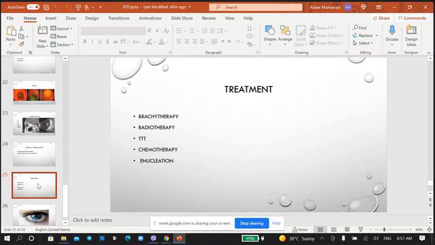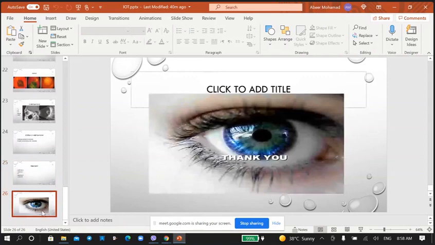هي البراكيثيرابي، راديوثيرابي، ترانسبيوبيلاري، ثيرموثيرابي، وإنيوكليشن يلوغينا هو الريموفال of the eye globe. هذا ما يخص الكورويدال مالجنانت ميلانوما.